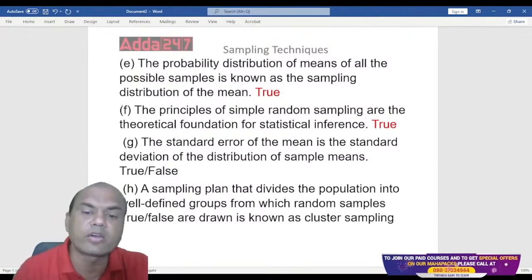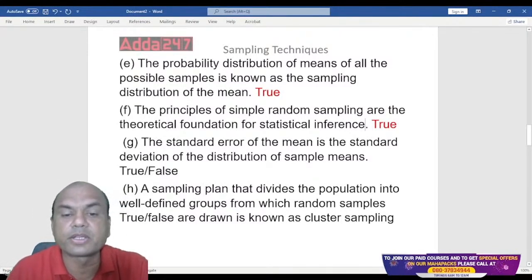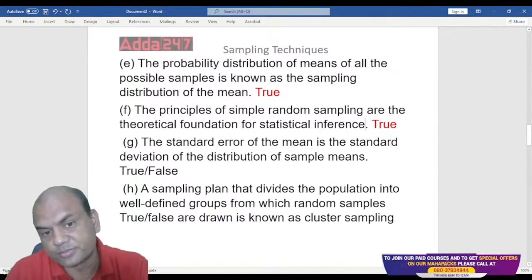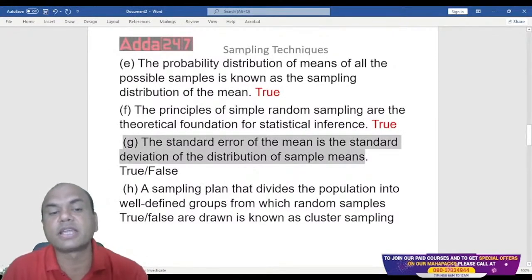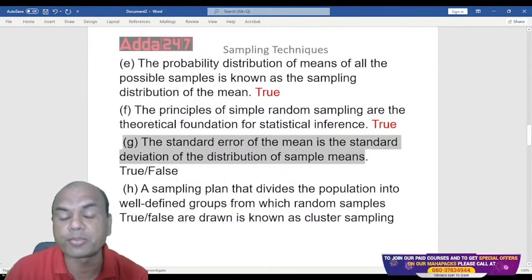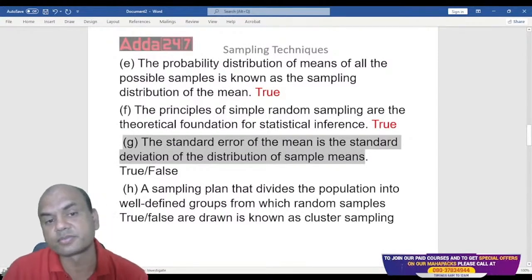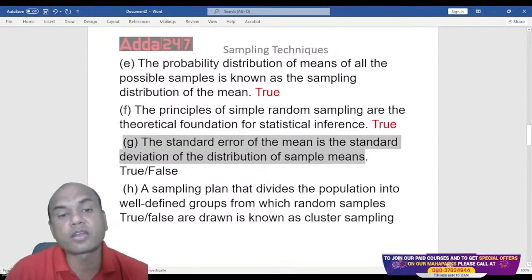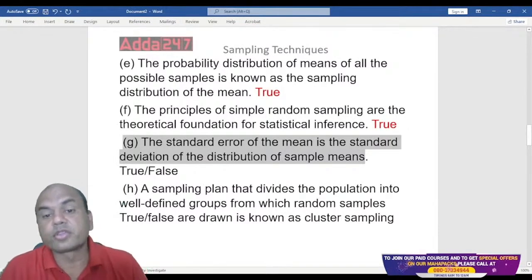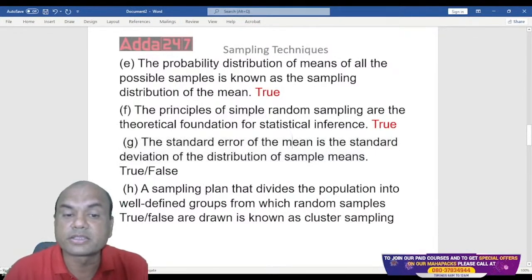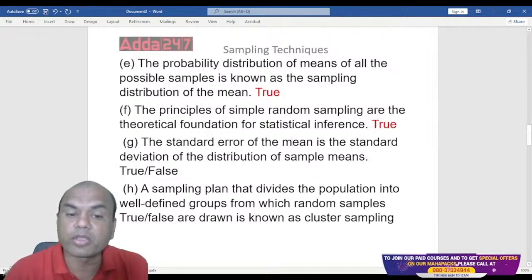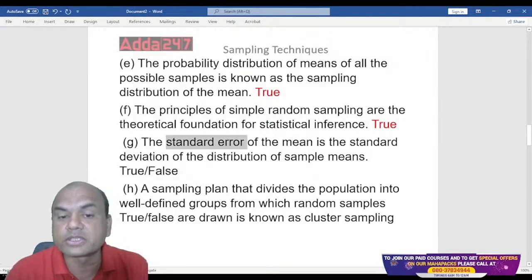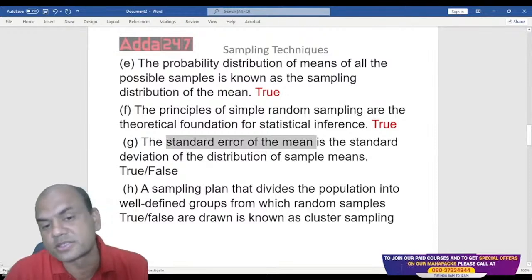Next one. The standard error of the mean is the standard deviation of the distribution of the sample means. Is this true or false? I am talking of the standard error of the mean, so here we are talking of the mean. Whenever I am talking of the mean, standard error relates to samples.